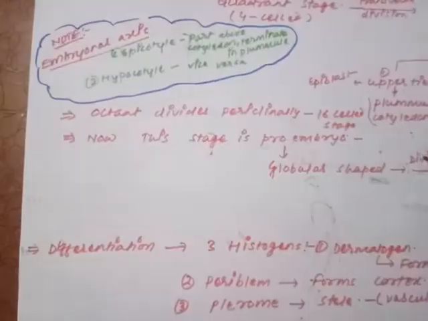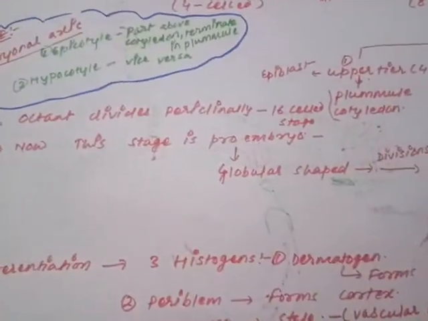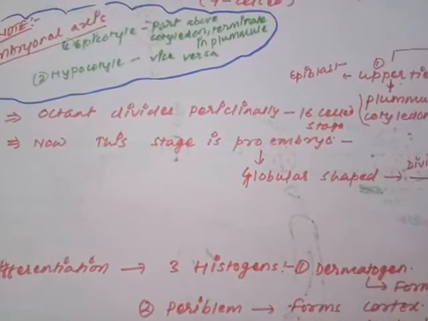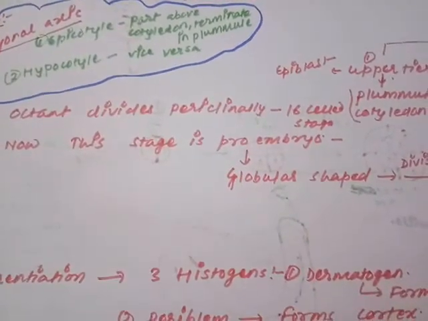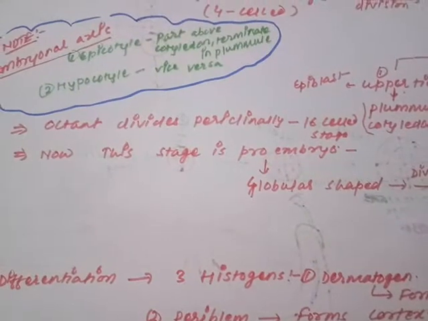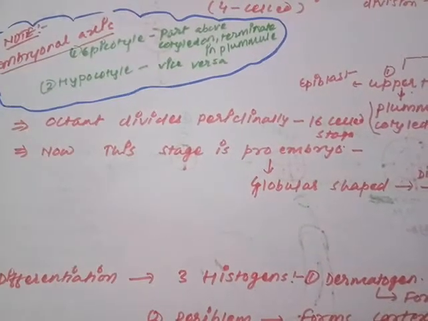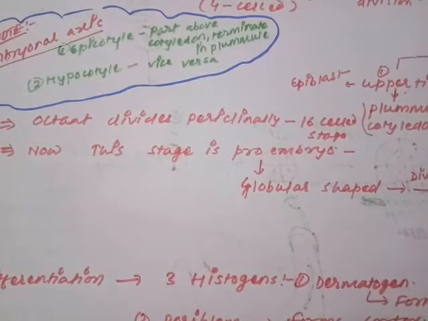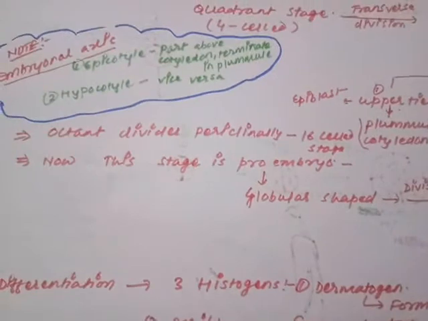So now what happens next? This octant stage embryo will start dividing periclinally, and after one periclinal division it will form a 16-celled embryonic stage. One more division occurs in the octant stage, and due to that additional division the octant stage gets converted into the 16-celled embryo stage.